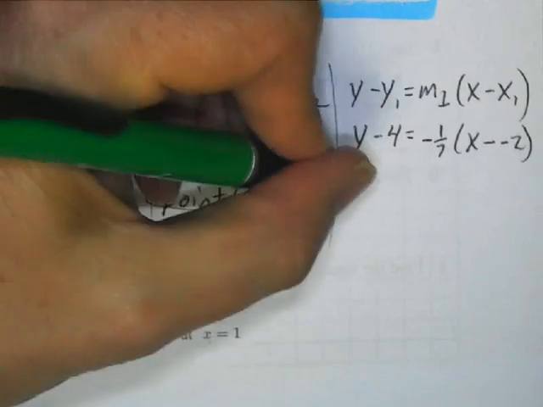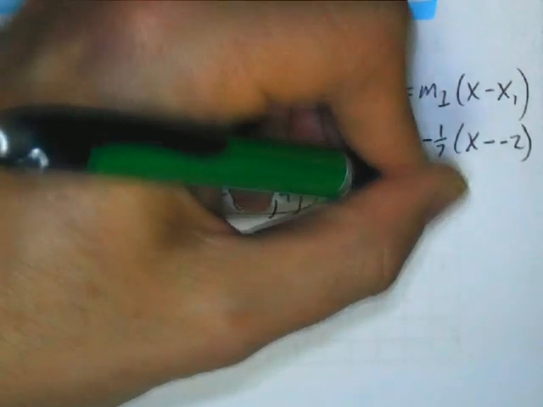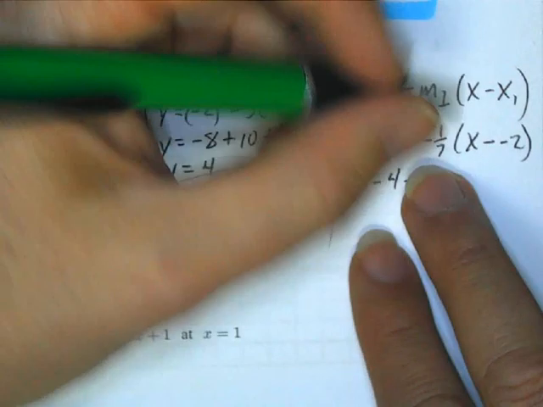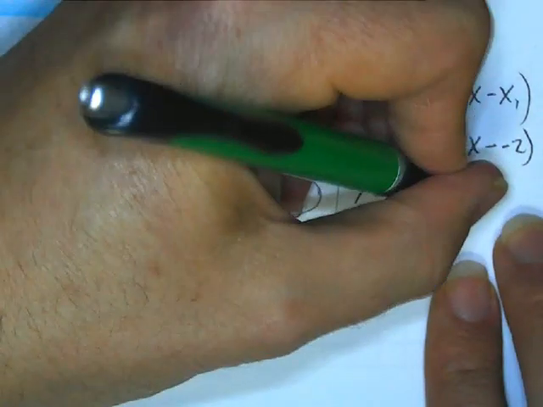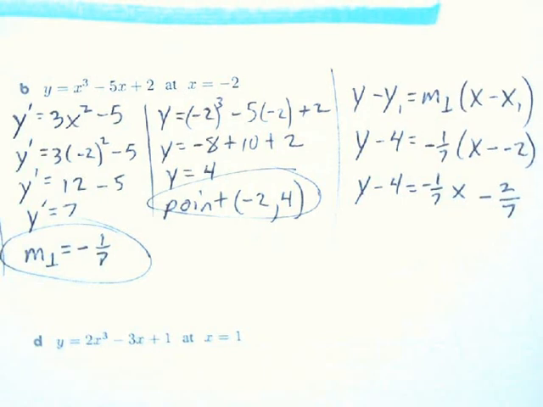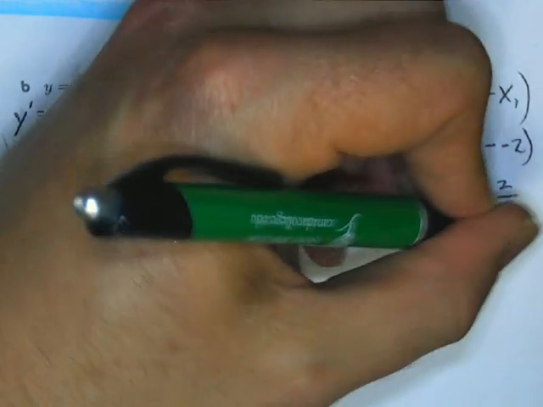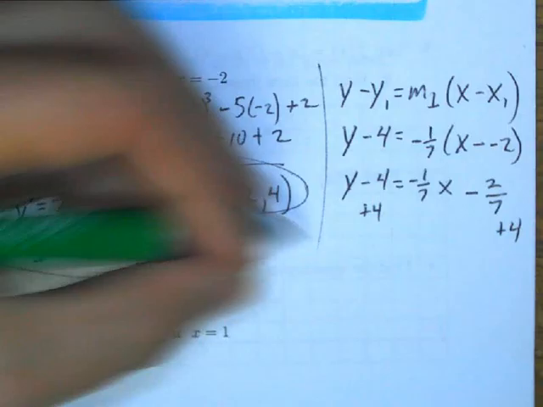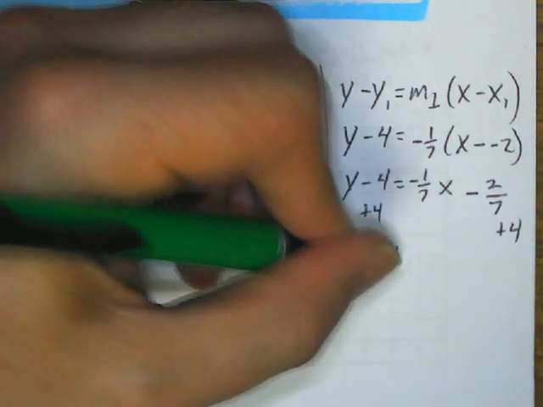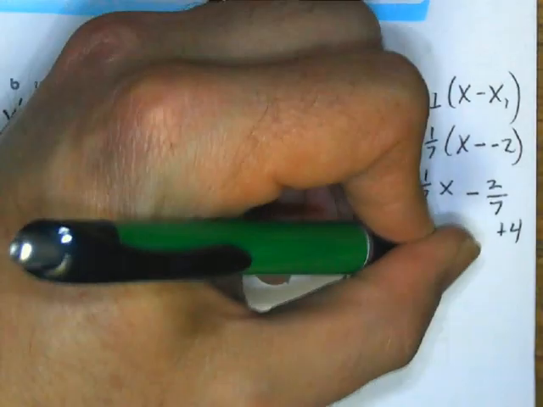So y minus 4 equals negative 1 over 7x, and minus 2 over 7. Okay, the final step is I add 4 on both sides, and then I end up with y equals negative 1/7 x plus 3 5/7.